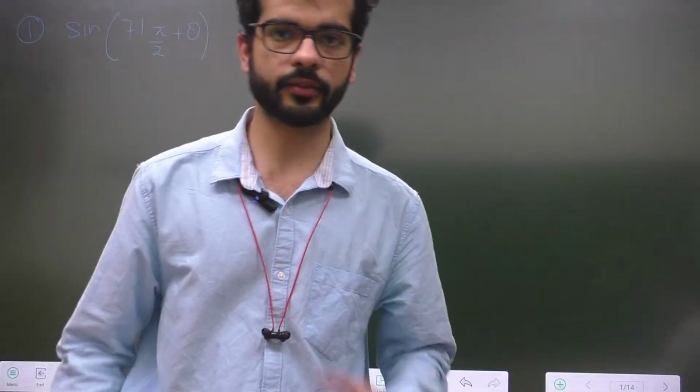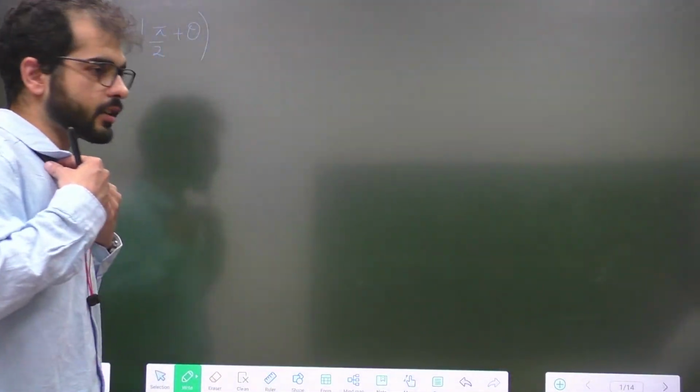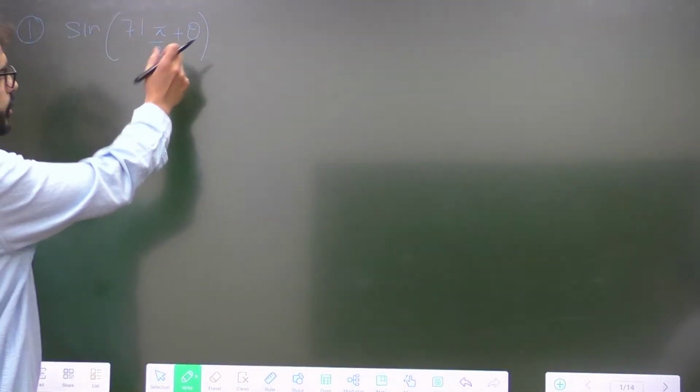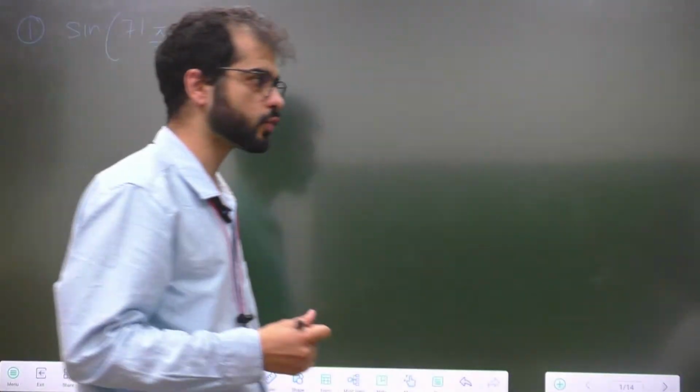Where we ended yesterday, we had completed the concept. Now we'll practice some numericals based on that. The first one is sine of 71 pi by 2 plus theta. Let's quickly revise what we studied.